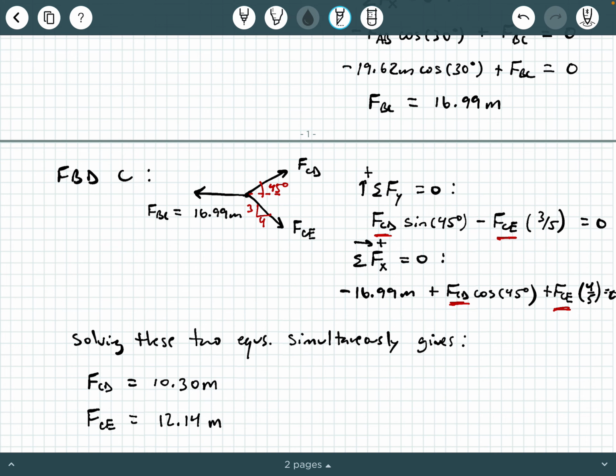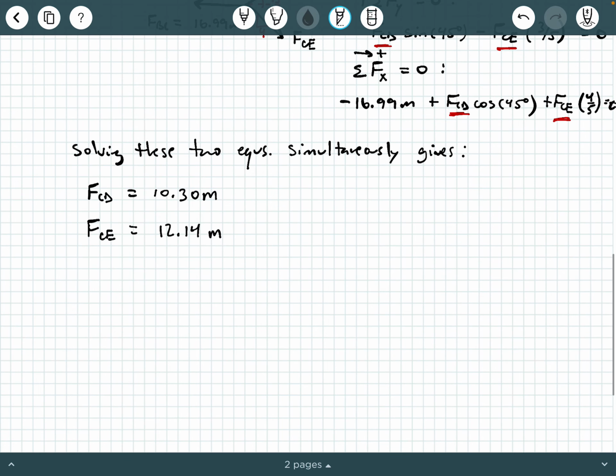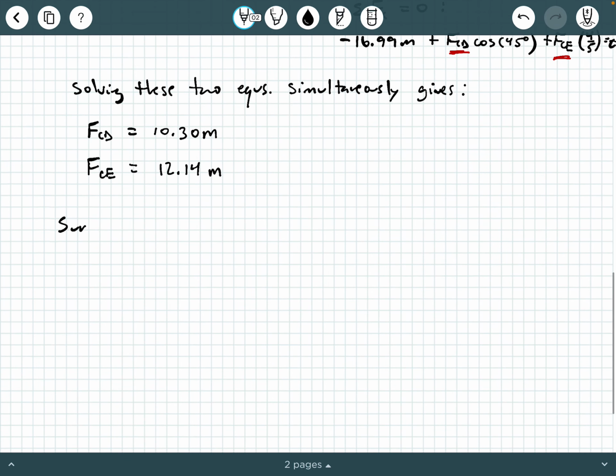Now, if you put this in your calculator, for example, I use the TI-36X Pro a lot, it won't be able to handle the fact that you have an m incorporated in here. You would only be able to put in the actual constant of 16.99, not the m. But that's okay. You'll solve it. You'll get 10.3 and 12.14. You'll just have to remember that it's actually 10.3 times m and 12.14 times m, and write that down on your paper.